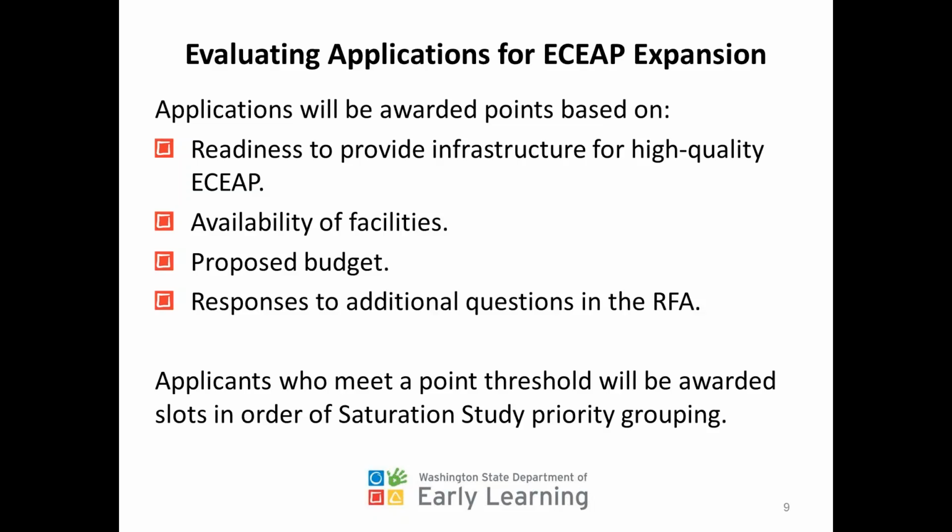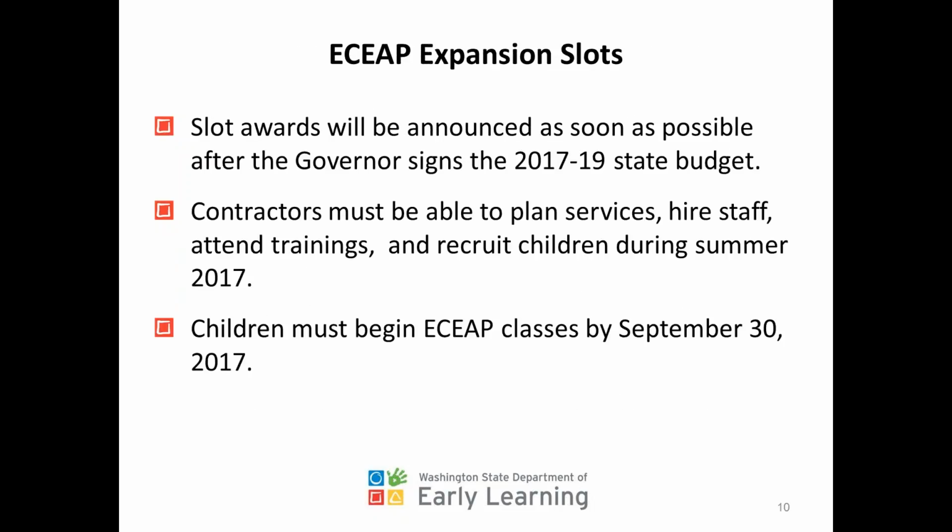If there's additional slots, we'll start again with the Priority 1 group of school districts for slots that could start later than September 30th. So the important takeaway right now is if you're planning to apply for ECAP expansion slots, you should start planning now to know the physical locations of proposed ECAP expansion slots, because you'll be needing that information of the physical locations in the application process.